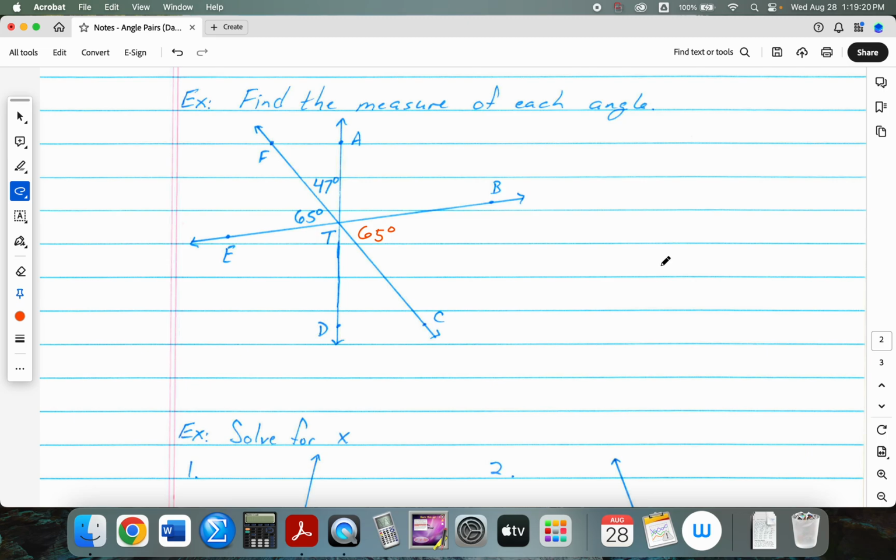Yes, ma'am? DTC is 47. Yeah, DTC is 47 because it's a vertical angle with FTA. We still need to find angle ATB. Yes, ma'am. 68. Okay, tell me how you found that. There's multiple steps involved in that. Tell me what you did, please. Use 180 minus angle ETF and ATF.